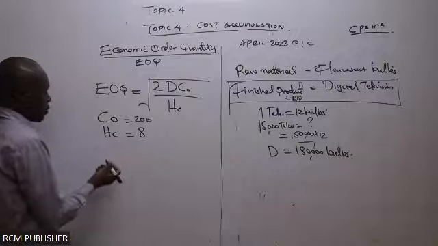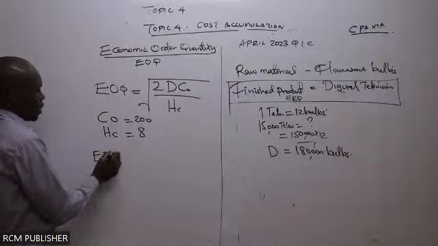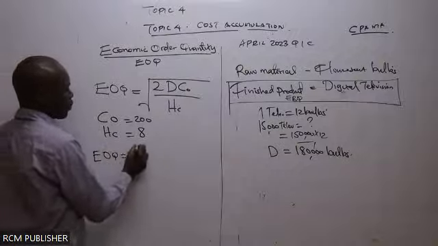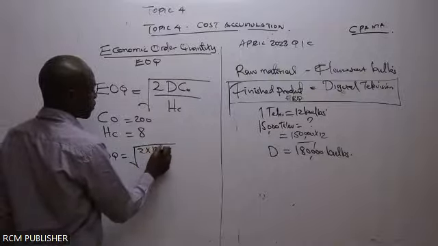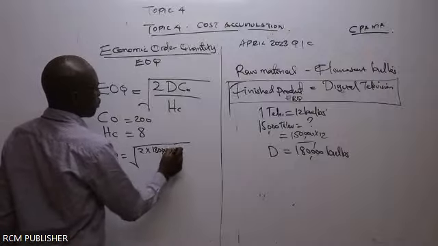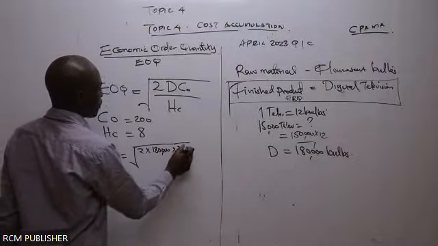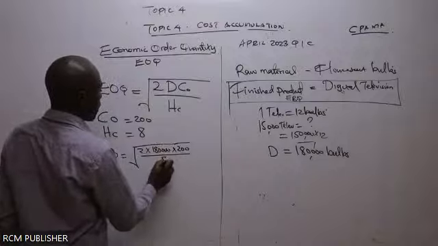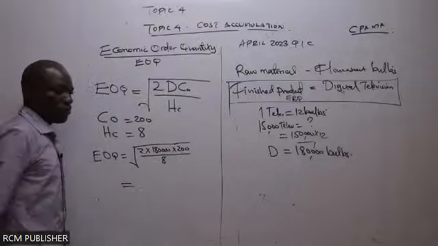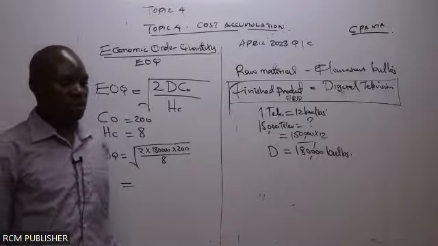So can somebody just get me the value of economic order quantity? Economic order quantity will be the square root of 2 multiplied by demand, multiplied by ordering cost per unit. Everything there we divide by 8, and then we get the square root. So I expect my good students to get me that.